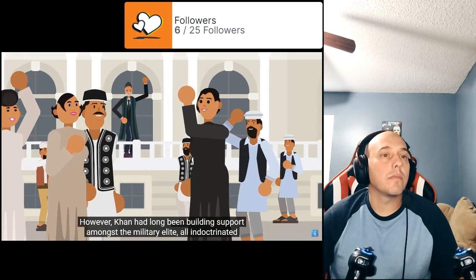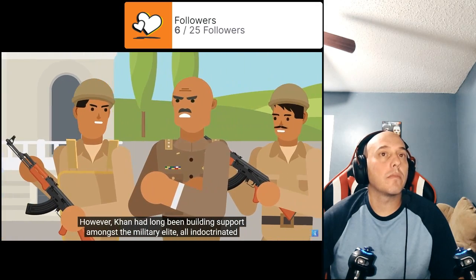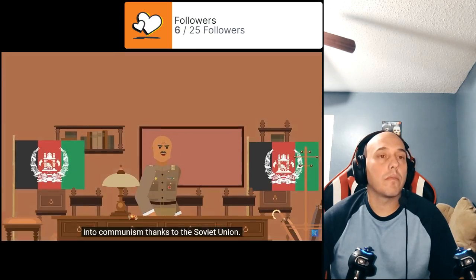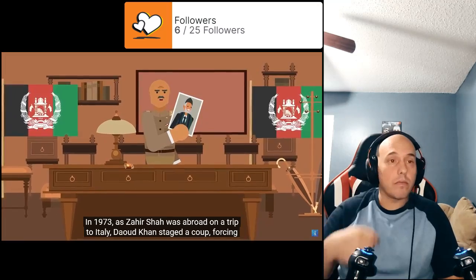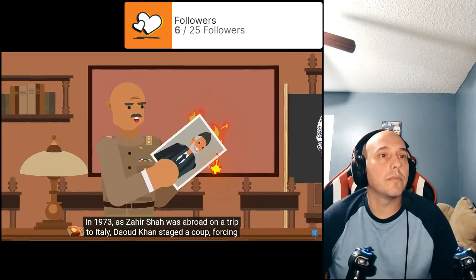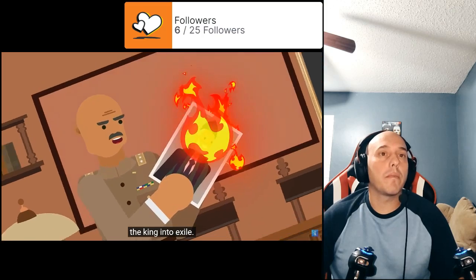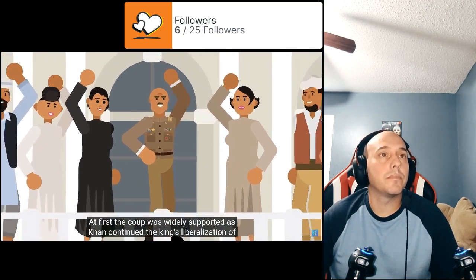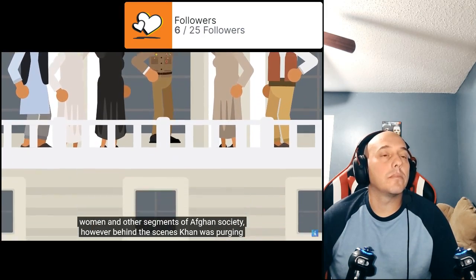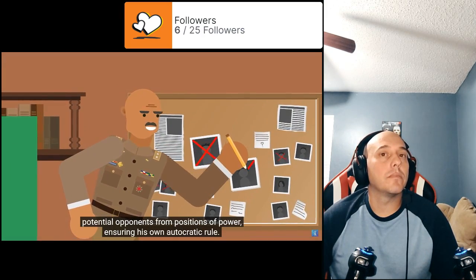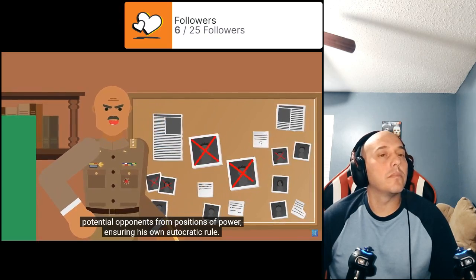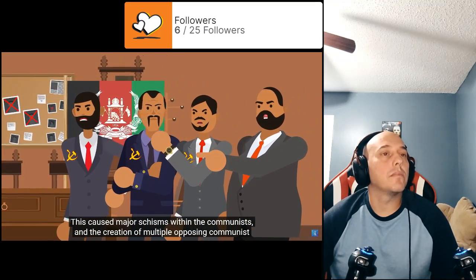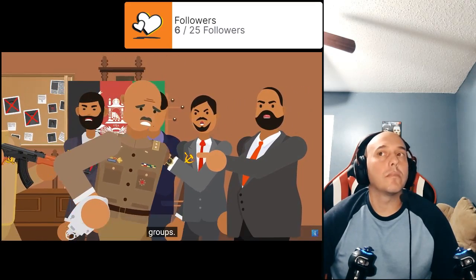However, Khan had long been building support amongst these military elite, all indoctrinated into communism thanks to the Soviet Union. In 1973, as Zahir Shah was abroad on a trip to Italy, Daoud Khan staged a coup, forcing the king into exile. At first, the coup was widely supported as Khan continued the king's liberalization of women and other segments of Afghan society. However, behind the scenes, Khan was purging potential opponents from positions of power, ensuring his own autocratic rule. This caused major schisms within the communists and the creation of multiple opposing communist groups.